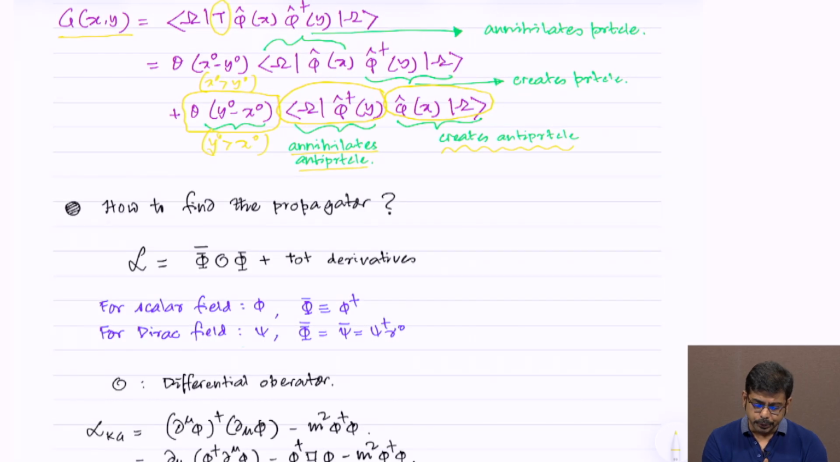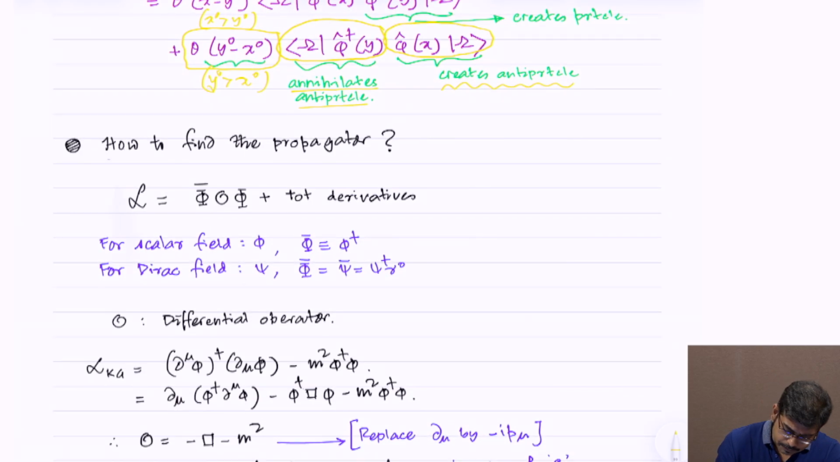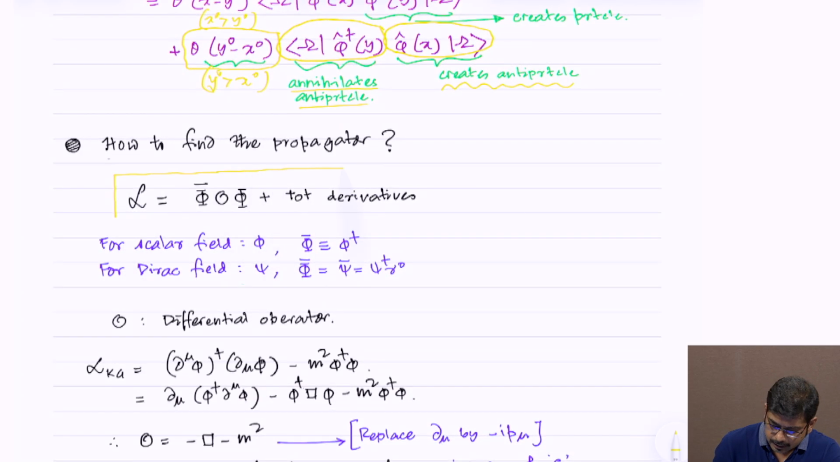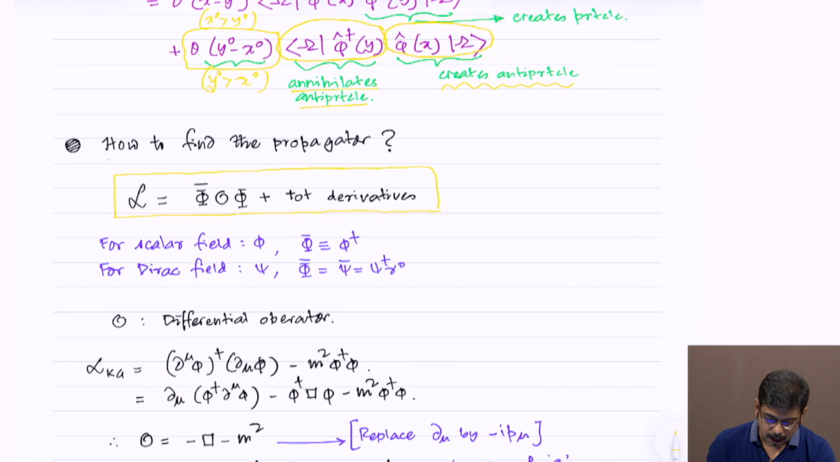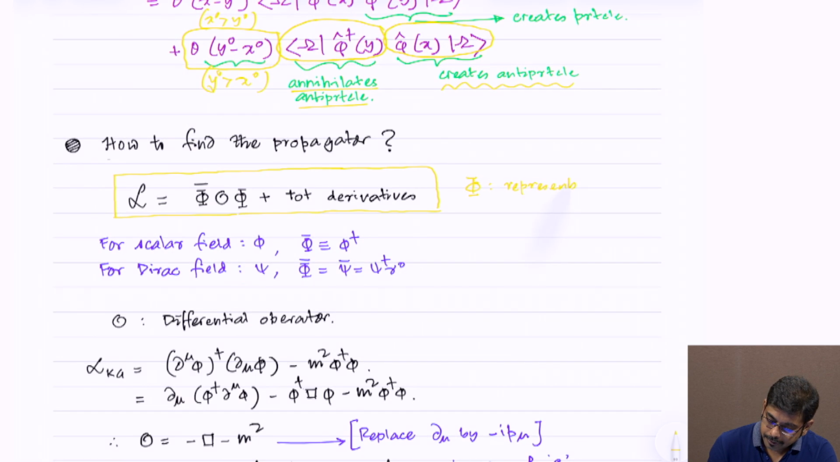But in general, what you try to do is rewrite your Lagrangian in terms of the fields in this particular way. So you write the Lagrangian like phi bar O phi plus some total derivatives term. Now, once again, this phi is a generic notation and it can represent any field.